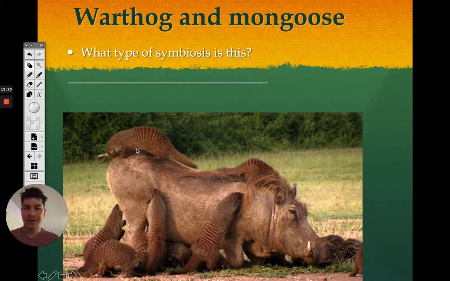So for the warthog and the mongoose here, the mongoose actually will eat ticks off of the warthog. So it helps the warthog, helps the mongoose. So that one would be mutualism.